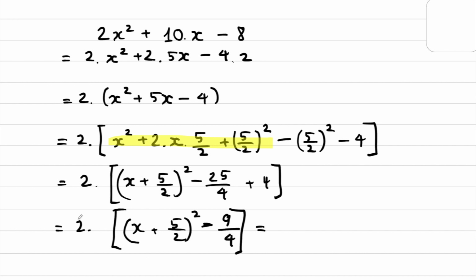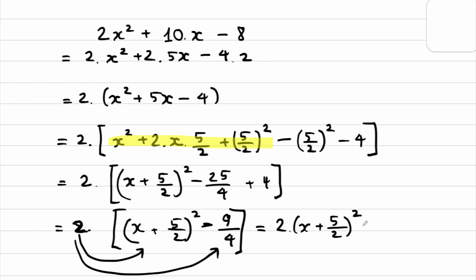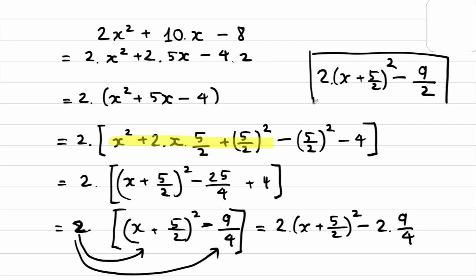Now, expand this one. Expand this, it means 2 multiplies with this bracket and 2 multiplies with this fraction. You will have the new form: 2 multiplied with x plus 5 over 2 squared minus 2 times 9 over 4. By this form, simplify in the last step, you've got 2 times x plus 5 over 2 squared minus 9 over 2. Here is the final answer. Okay, question 2 we finish.